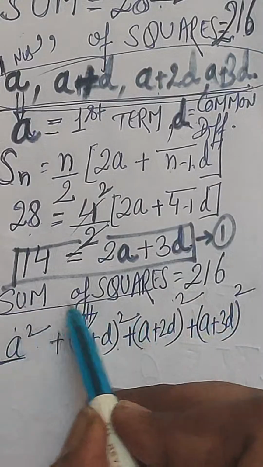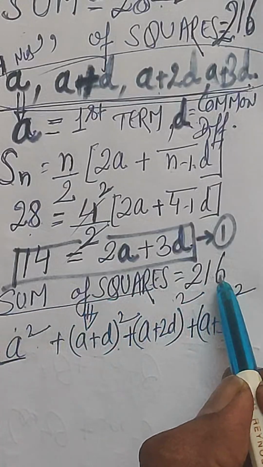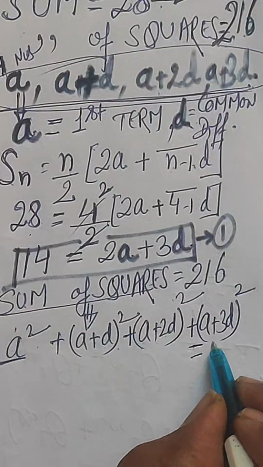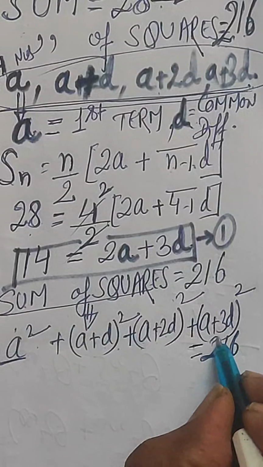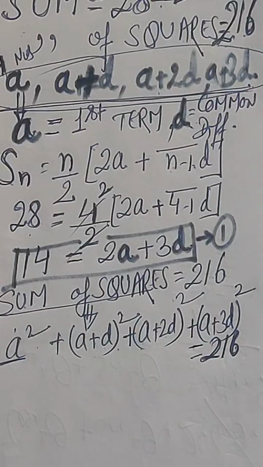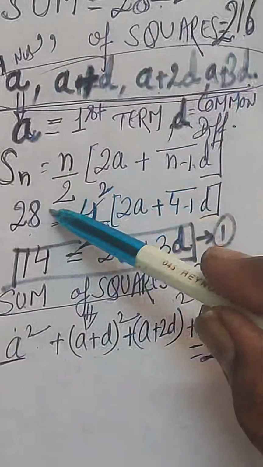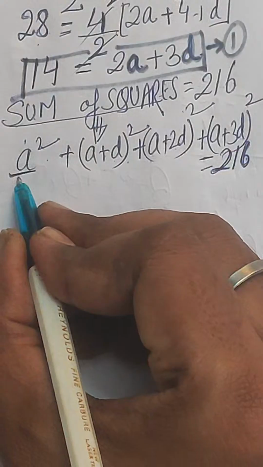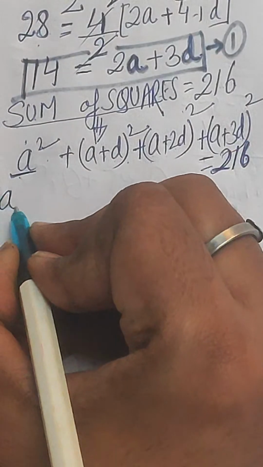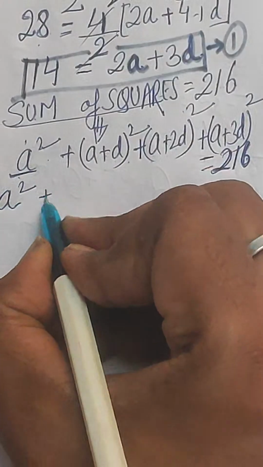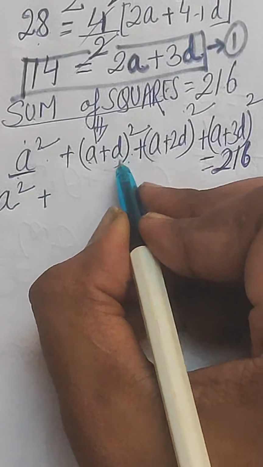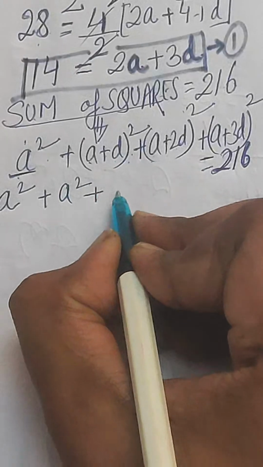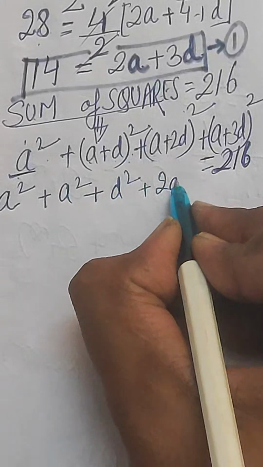And all this sum, you can see the sum of squares is given to you as 216. So we will be using this relation as given, because we already used the sum of n terms of 28, right? So now we'll be using this and we will derive equation number 2. Just expand it. You can see a square, then expand a plus d whole square. This will be a square plus d square plus 2ad, isn't it?